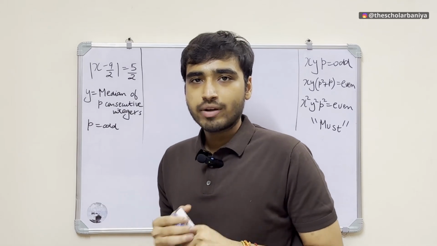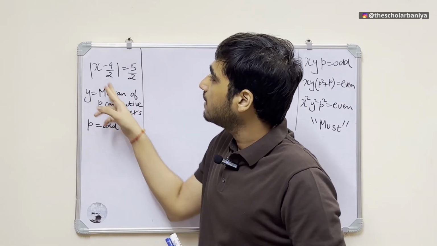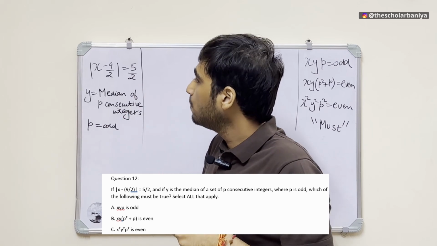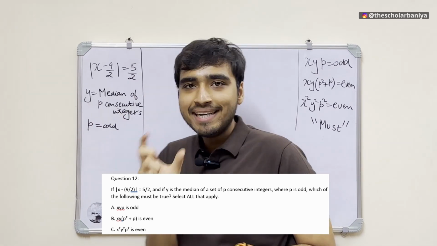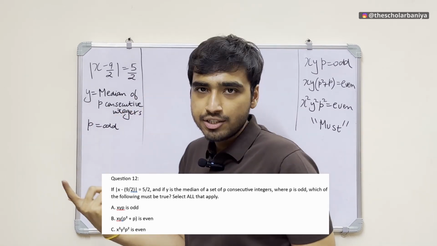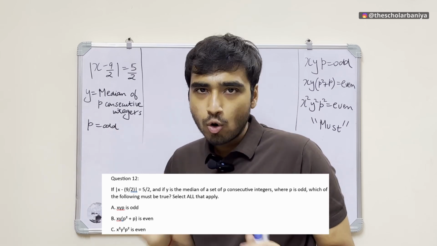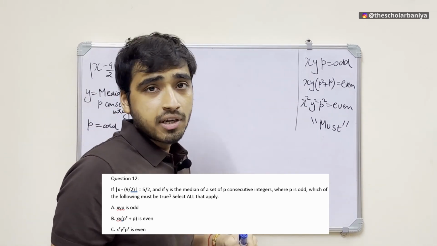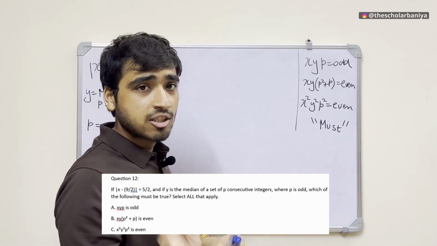So guys, this is the next question given. In this question, we are given that |x - 9/2| = 5/2. y is equal to the median of p consecutive integers, where p is odd. And we are asked which of the following options must be true.